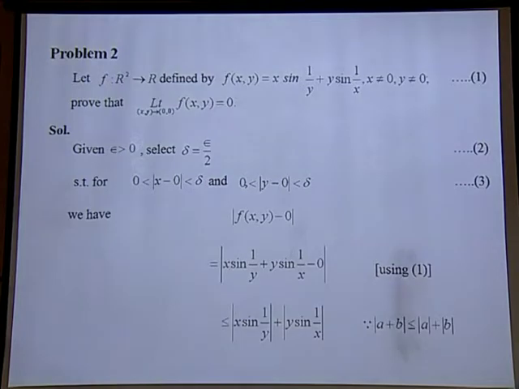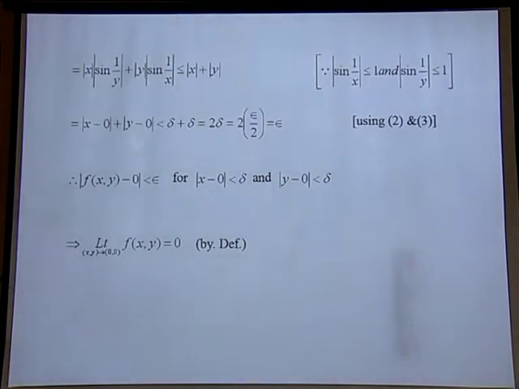So, modulus of f of x y minus 0. Substituting the value of f of x y from before, we get modulus of x sine 1 over y plus y sine 1 over x minus 0, which is less than or equal to modulus of x sine 1 over y plus modulus of y sine 1 over x, because modulus of a plus b is always less than or equal to modulus of a plus modulus of b. Now, this is equal to modulus of x times modulus of sine of 1 over y plus modulus of y times modulus of sine 1 over x.